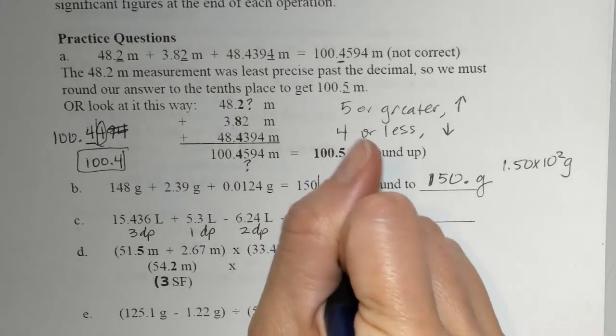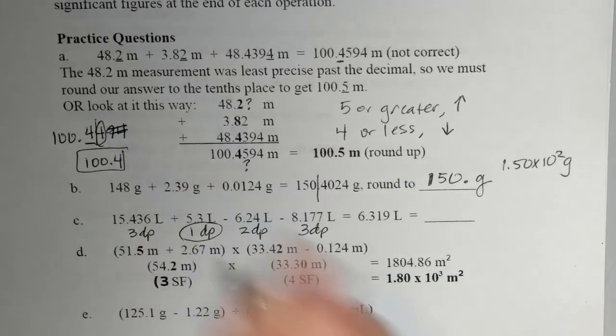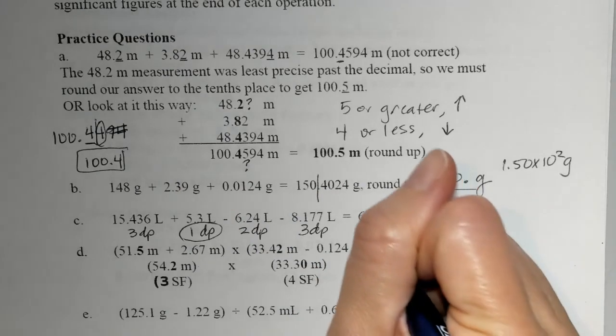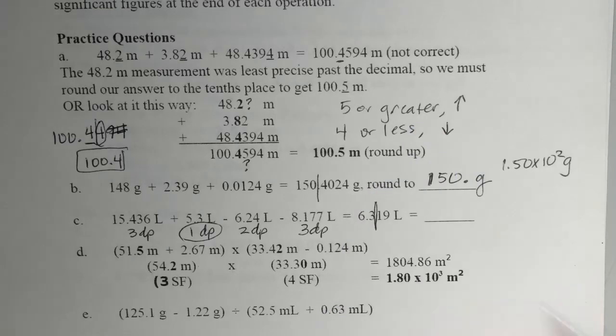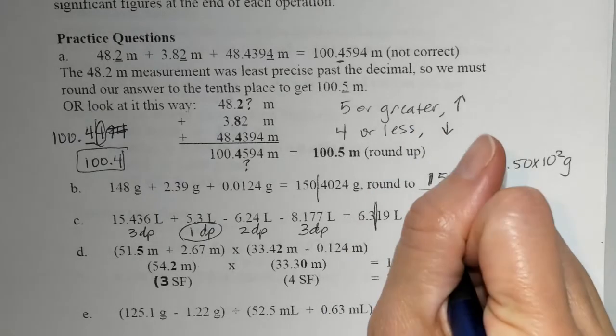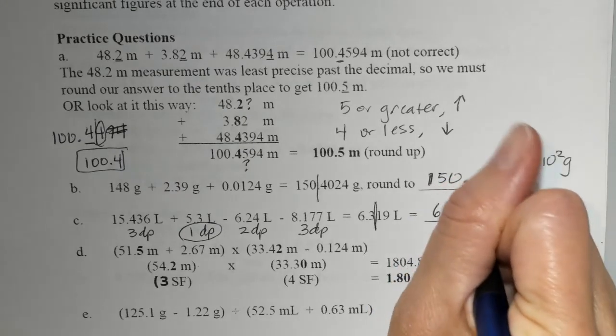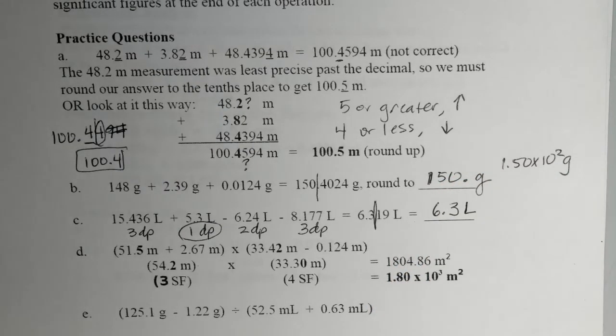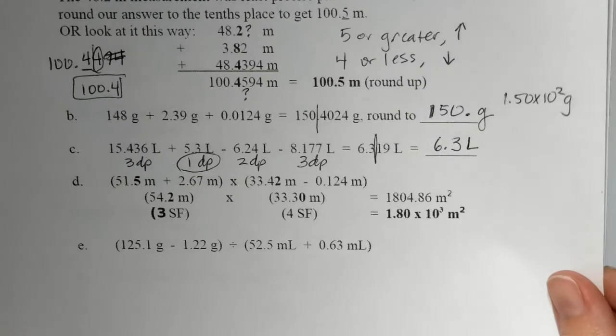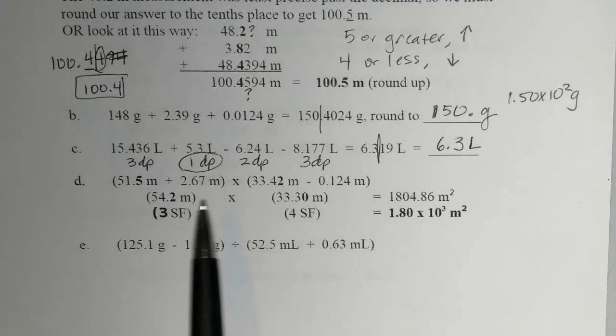8.177, 3 decimal places. So least always wins. We're going to go with 1 decimal place because of the 5.3. So for my answer, just going to the tenths place, 6.3, cutting off that 19, so the 3 stays a 3, we would just have 6.3 liters. All right, so with addition and subtraction, just always look at how far past the decimal do we know for sure.